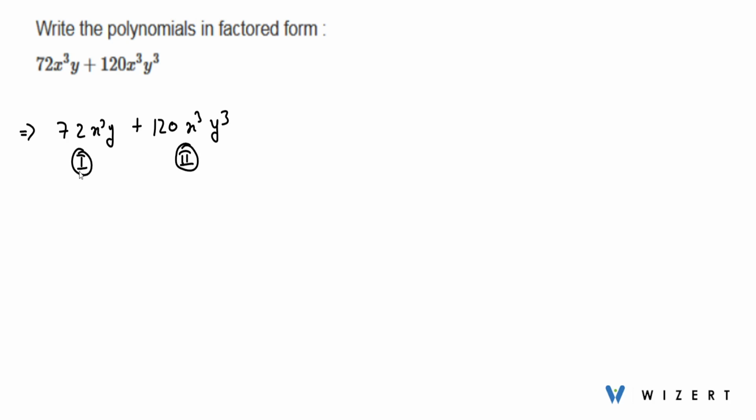Now if we carefully observe both the terms, then you can see that 24x³y is common in both the terms. So let's take it out from the terms. So 24x³y multiplied by, see, if we divide term 1 by 24x³y, then it will produce 3, and similarly if term 2 is divided by 24x³y, then we will have 5y².